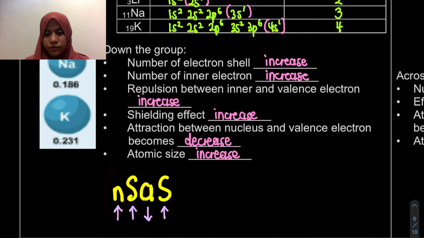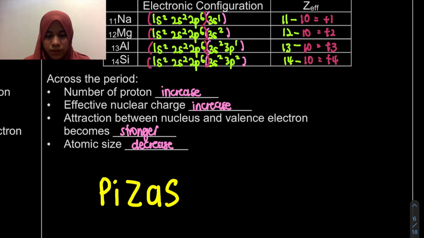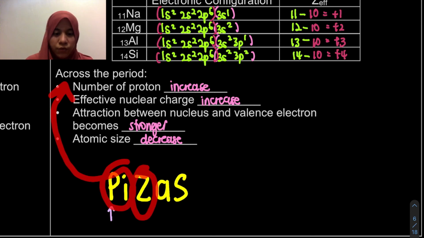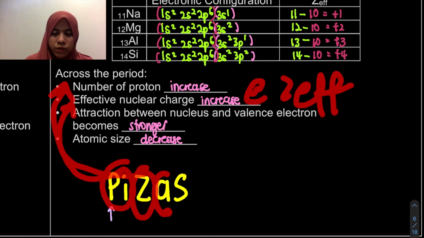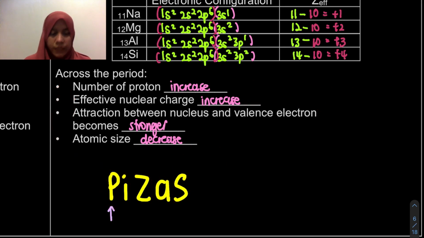In the case of effective nuclear charge, PZAS. Why PZAS? When the proton number increases, P is for proton increase. Z is for our effective nuclear charge, Zeff. A is the attraction between the nucleus and the valence electron. S is the atomic size. So how does it work? When the proton number increases, the effective nuclear charge will increase.